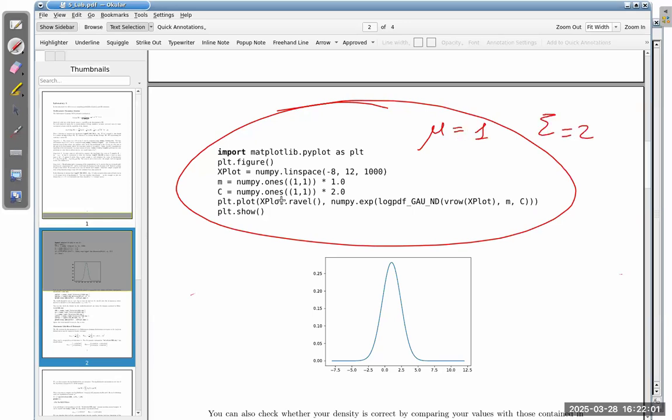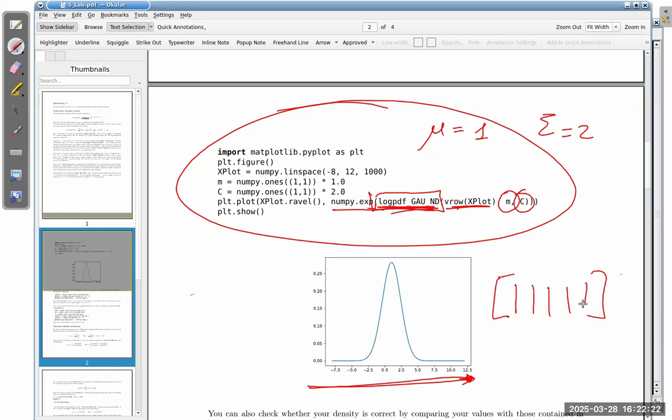To do this, we need to call the function that computes the log PDF of the Gaussian, passing as input the samples, the values at which we want to compute the plot, and then the mean and the covariance matrix. Notice that the log PDF density assumes that the input matrix contains column vectors. In this case, what are the column vectors? These are the values at which we want to compute the density as column vectors.